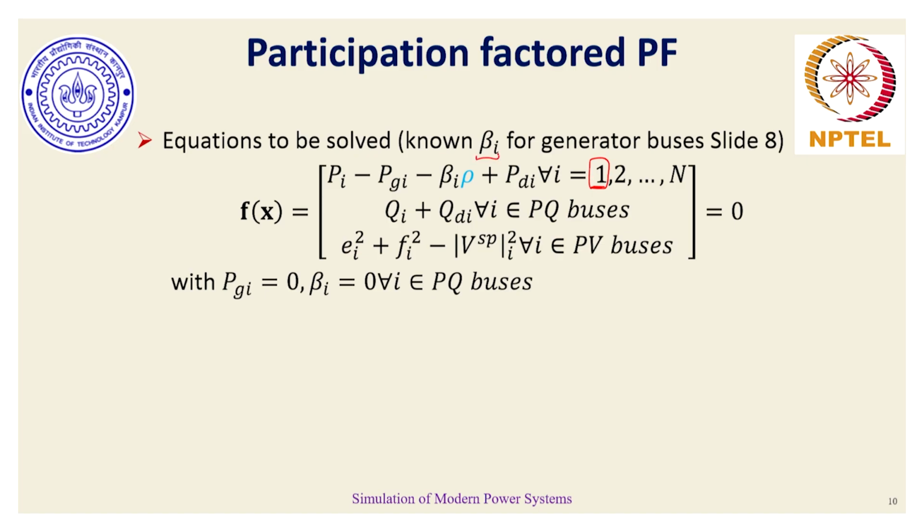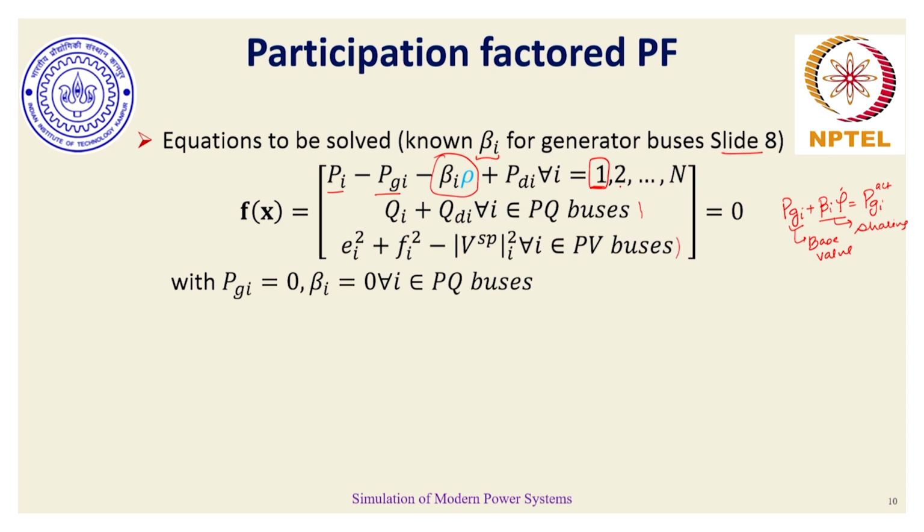With known participation factors as defined in slide number 8, we bring in Pi minus PGI and the additional participation. So basically, the combination of PGI plus beta I into rho is the actual generation at bus number I. PGI is called the base generation or base value of generation, and this is the additional sharing of the mismatch rho, which is accounting for generation load mismatch and system losses. The rest of the equations remain the same.